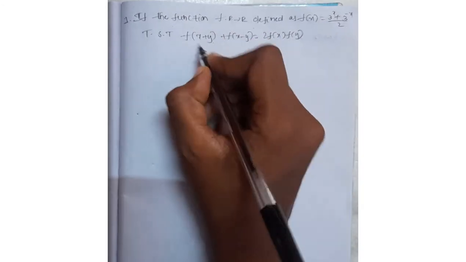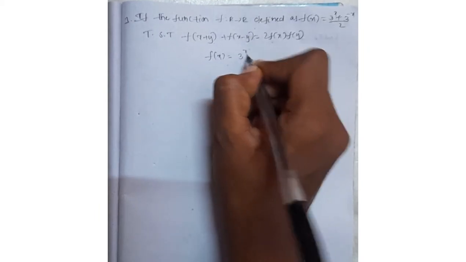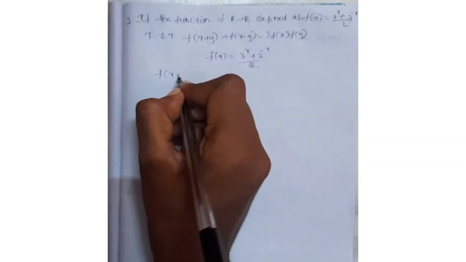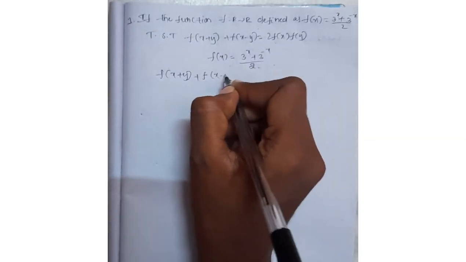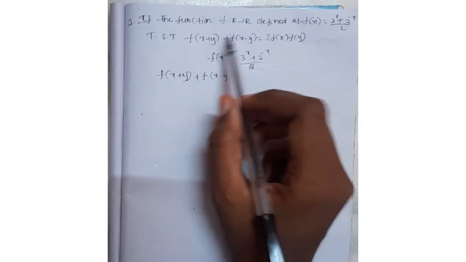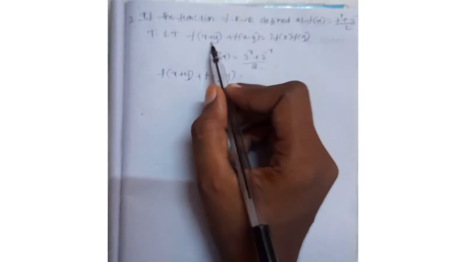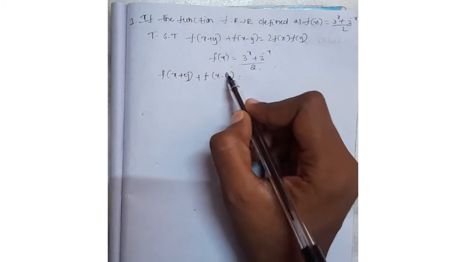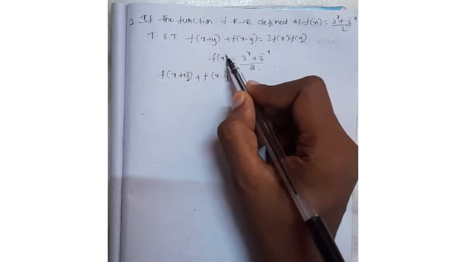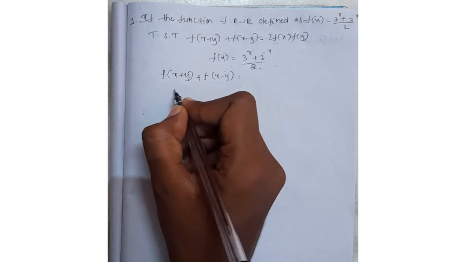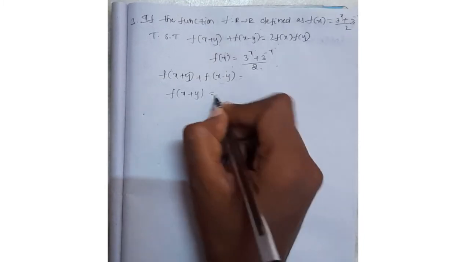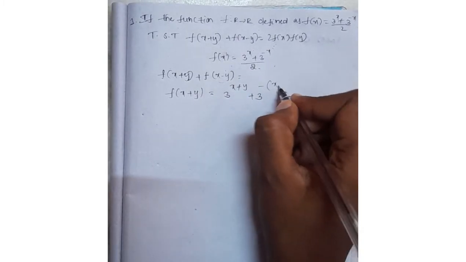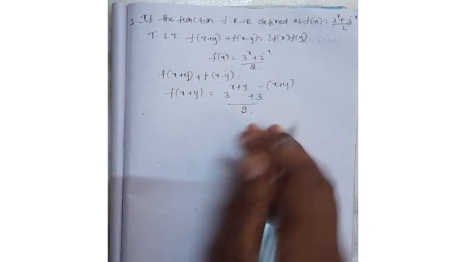Okay, the given function is f of x equals (3 power x plus 3 power minus x) by 2. So now the LHS is f of x plus y plus f of x minus y, and we have to prove that this is equal to this. So first, f of x plus y means in the place of x we are going to substitute x plus y, and f of x minus y means in the place of x we are going to substitute x minus y. So first, f of x plus y equals (3 power x plus y plus 3 power minus of x plus y) by 2.